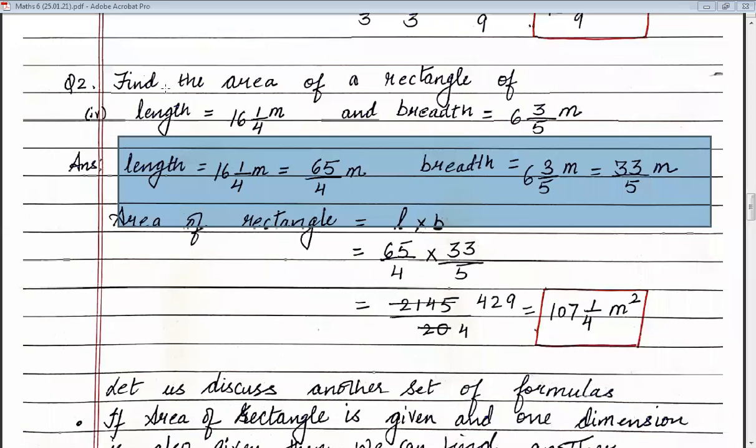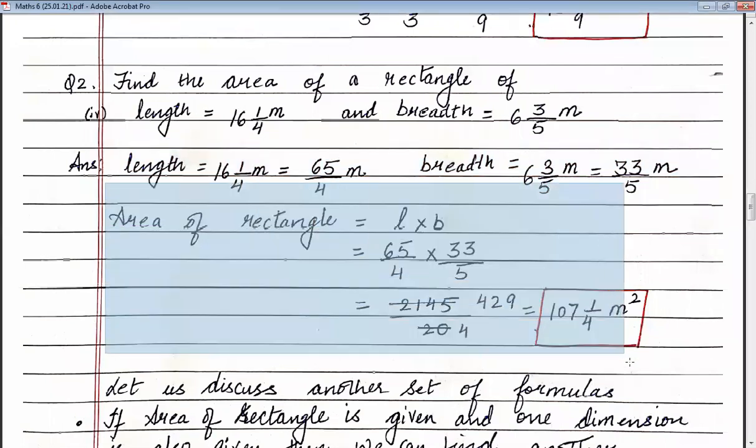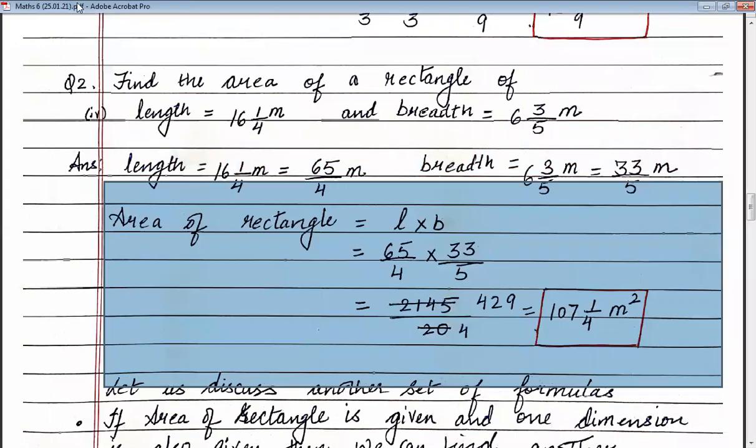Your formula is L into B. Now substitute the value of L and B. You know that your length is 65 upon 4 and your breadth is 33 upon 5. Now, children, you have to convert it into lowest form and then divide. You will get your answer.